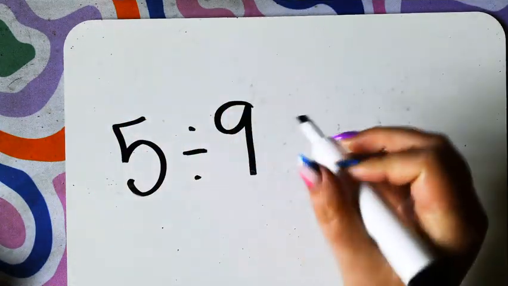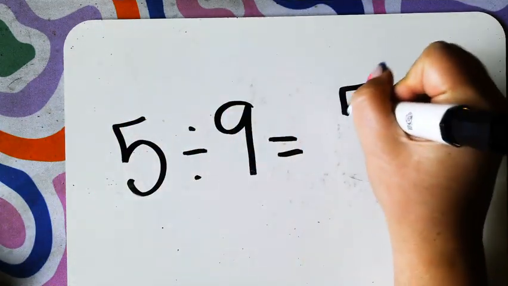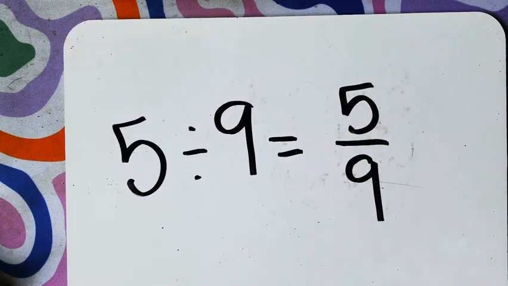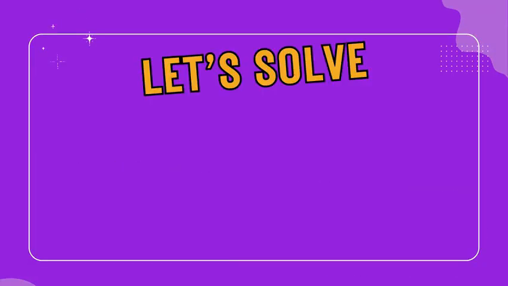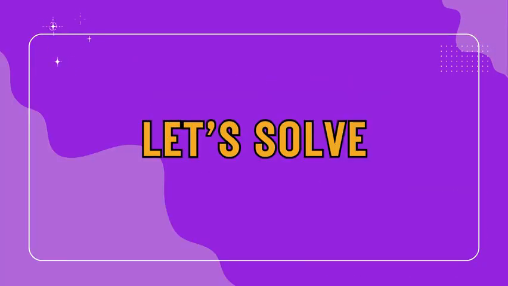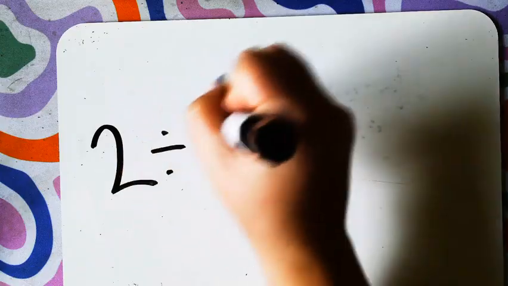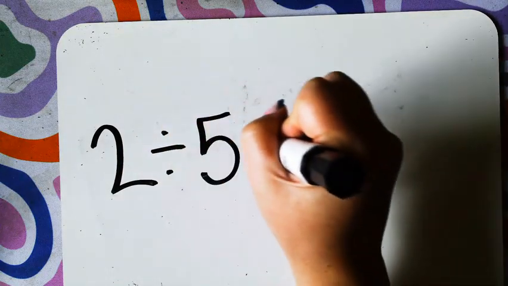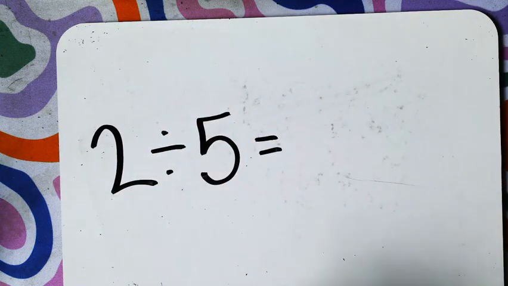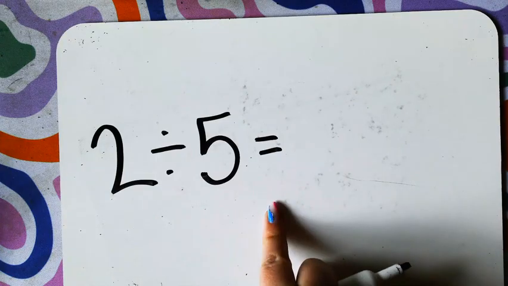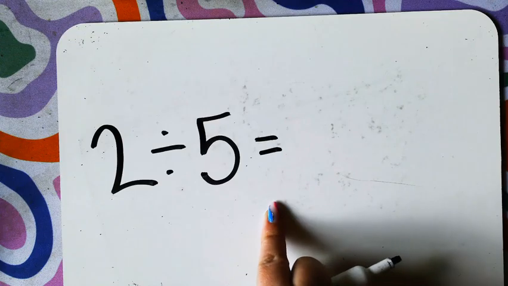So if I have a problem like this, I can rewrite it as the fraction 5/9. If I had a division problem like this, I know that I can't divide 2 by 5 and get a whole number, but I do know that I could rewrite this as a fraction.